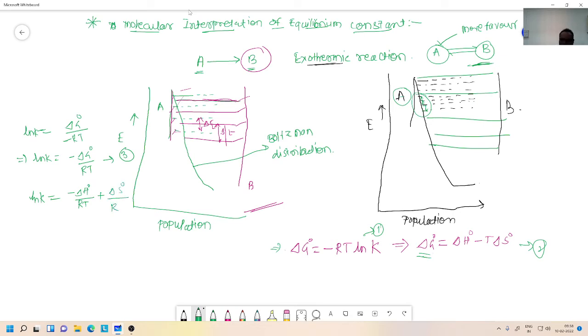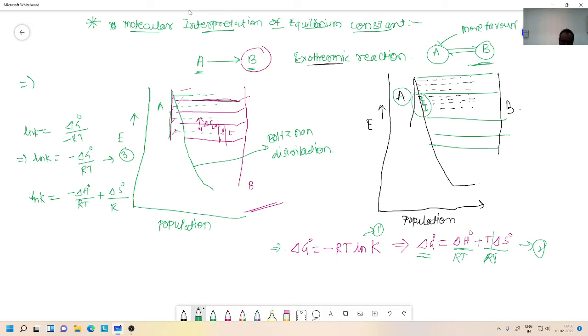How? Since delta H0 divided by RT, since delta G0 has the minus sign, it will become plus, and this T will get cancelled. Therefore, instead of delta G0, we are writing ln K divided by RT, right? In a similar way, delta G0 is equal to minus ln K divided by RT.